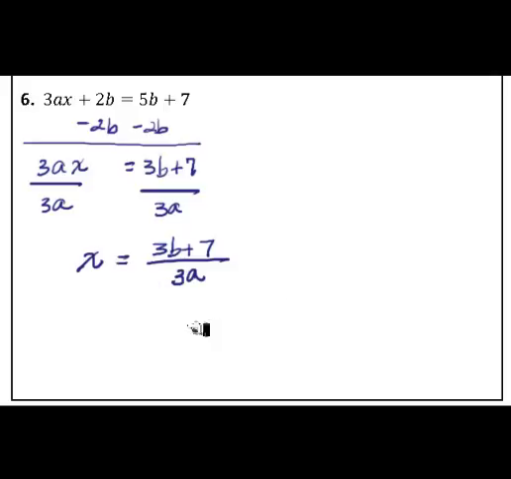Notice that we can't do any further reducing, because we can't divide top and bottom by 3, for example, because 3 does not divide into the entire numerator. It doesn't divide into 7. All right, so this is it.